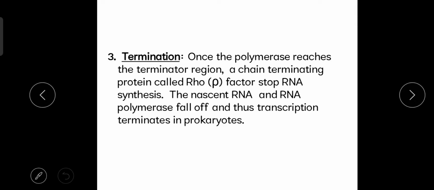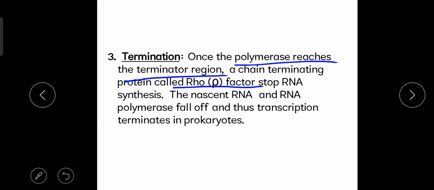Okay, so once the polymerase reaches the terminator region, a chain terminating protein called as the Rho factor stops RNA synthesis. Are you getting my point? That means how the transcription process terminates or stops. Simply, when the RNA polymerase enzyme reaches the terminator region in the template DNA, then one another factor, that is the Rho factor, helps in the termination of the RNA synthesis, or simply it helps in the process of termination of transcription.